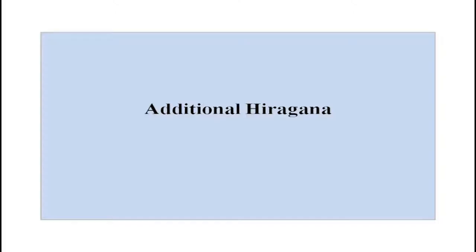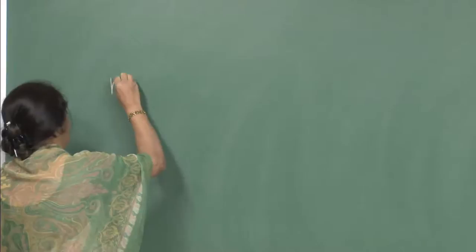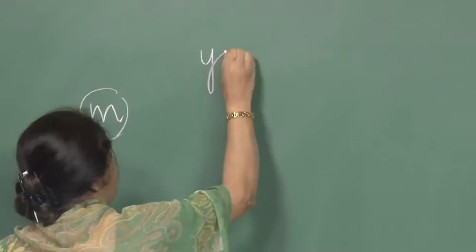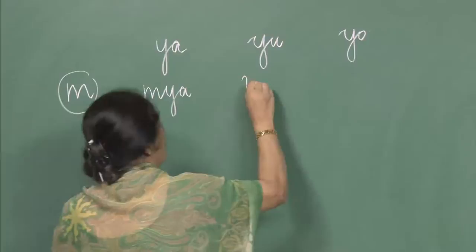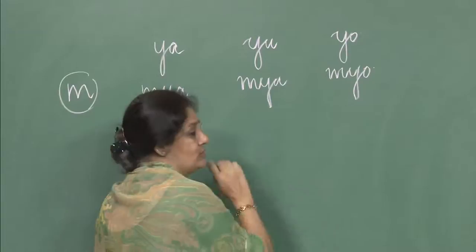Now, we are going to do additional hiragana. I did all the hiragana syllables with you, the additional readings of hiragana with you. Now, some of them are left, so we'll do those. The short sound ma, or the letter m with ya, yu and yo. So this is mya, myu and myo. I told you how it is done, how it is made, so we don't need to do that.